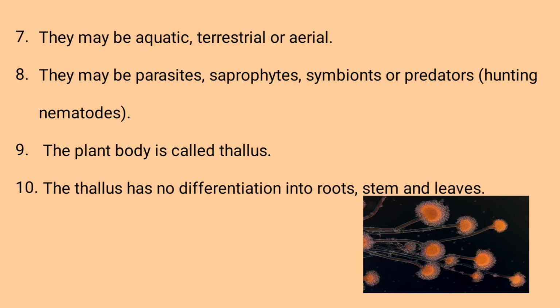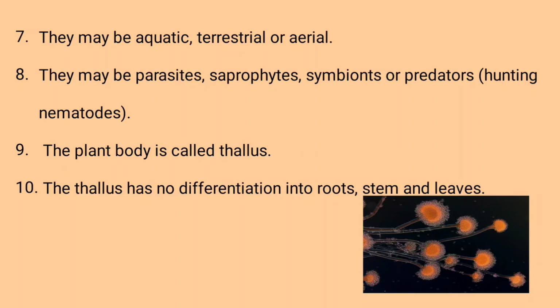Most of the fungi are parasitic, saprophytic, symbiotic, and predators, hunting nematodes. It means they depend on other animals, the nematodes. So the parasitic ones depend on these animals. The saprophytic ones depend on dead and decaying organic matter, and the symbiotic ones are organisms living in symbiosis with another organism.